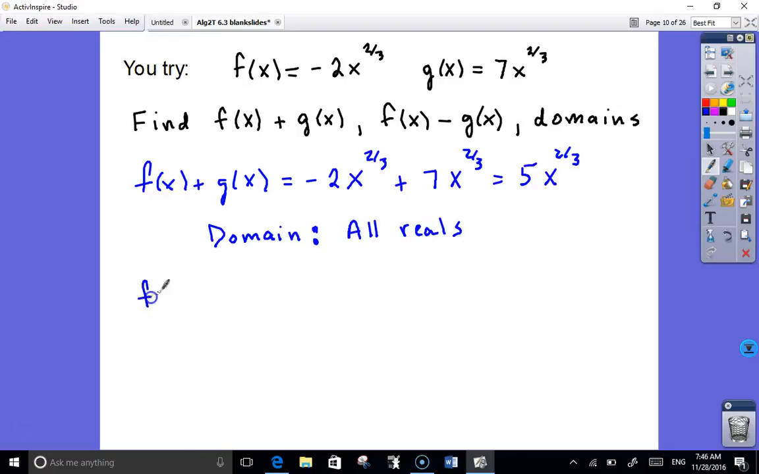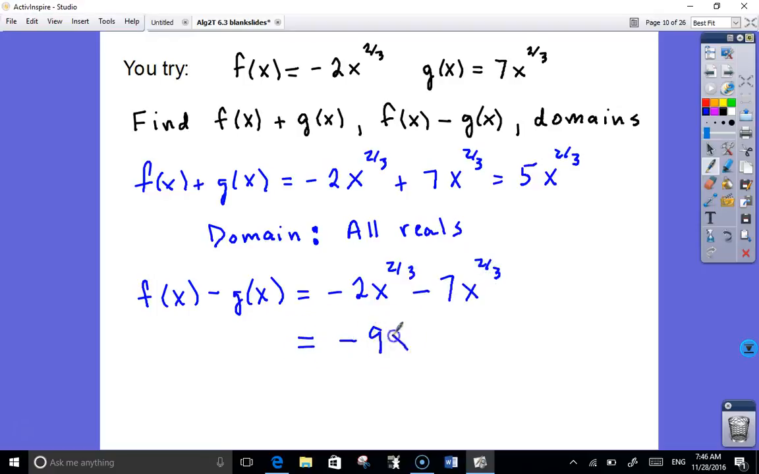And the f of x minus g of x is going to be negative 2x to the 2/3 minus 7x to the 2/3, which is negative 9x to the 2/3. Right, and the domain again is all real numbers.